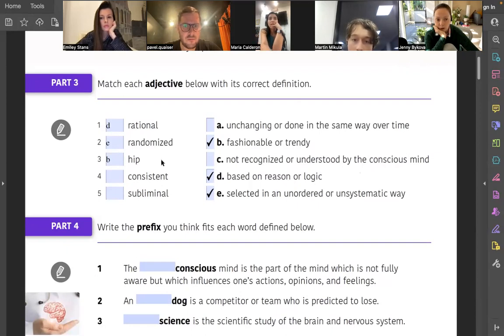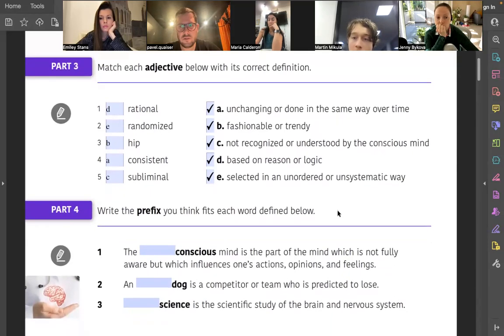I think it's A, unchanging or done in the same way over time. Exactly. Consistent, right? It's unchanging. Perfect. And last one, Martin. Subliminal, not recognized or understood by the conscious mind. Ooh, okay. Exactly, yes. Good. Okay, perfect. Very good, Pavel.